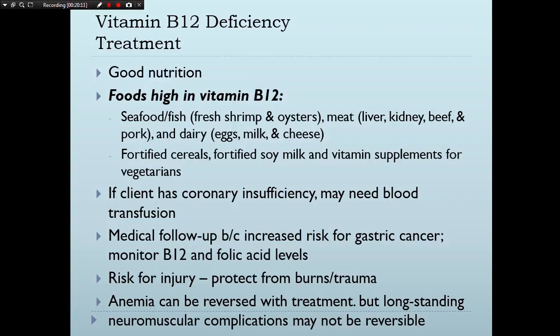We're going to need to monitor their B12 and folic acid levels. Because of the neuromuscular conditions and these patients are at risk for injury, we're going to do what we can to protect them from burns and trauma. And even though we can adequately reverse somebody's anemia, if somebody's had vitamin B12 deficiency anemia for a long time, a lot of times we may not be able to reverse their neuromuscular complications. So we can reverse the anemia, but we may not always be able to reverse the neuromuscular complications.